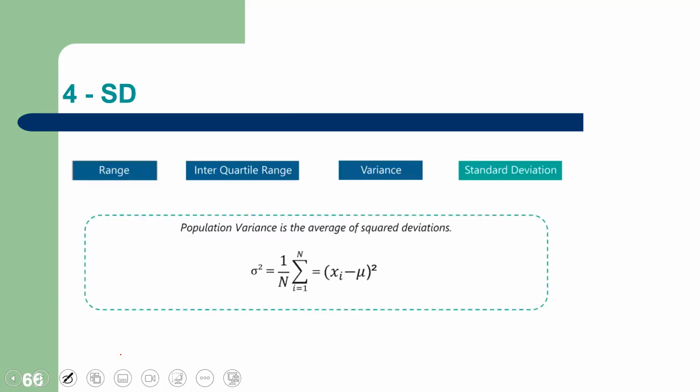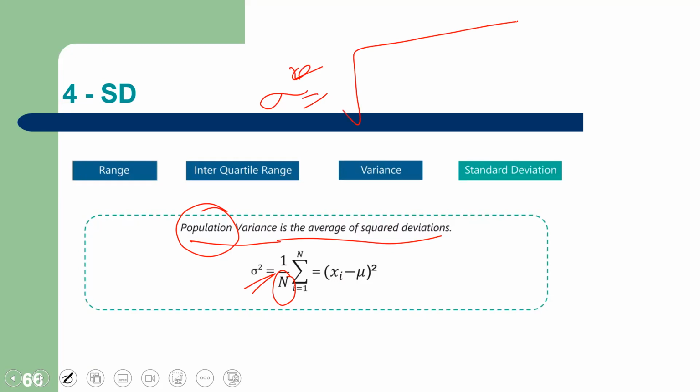In the standard deviation, I already covered it, because the population variance is the average of the squared deviation. Here I'm strictly saying population, and that is the reason we'll have an n here. And what is my parameter? That parameter will be sigma square. Then I have to take the square root.